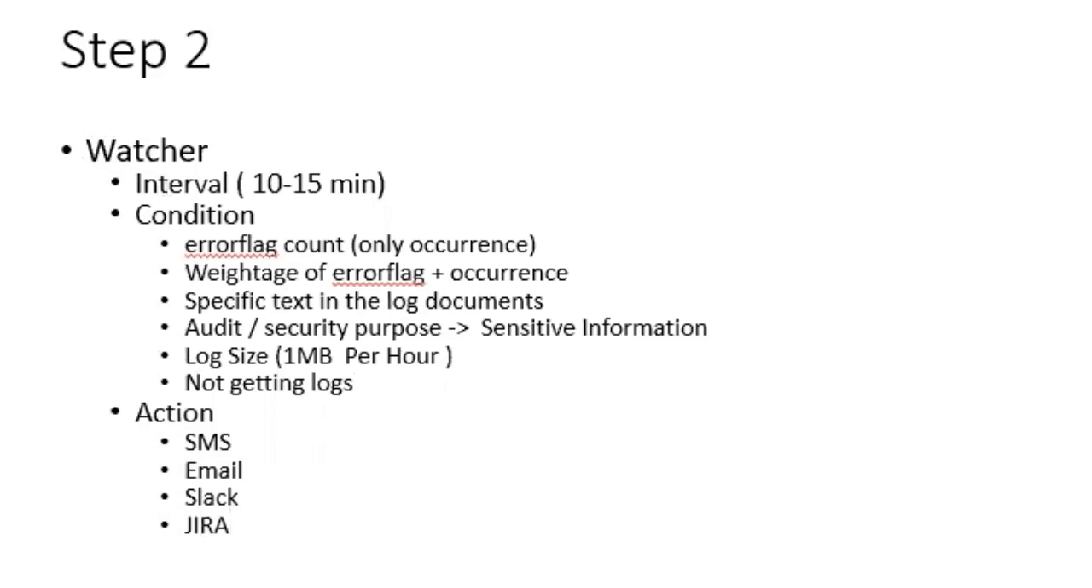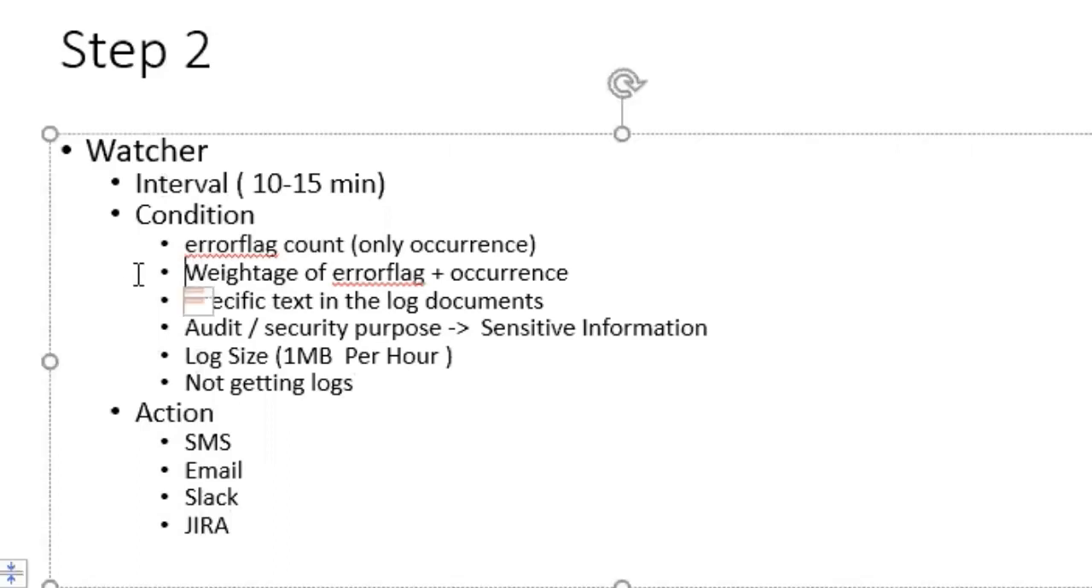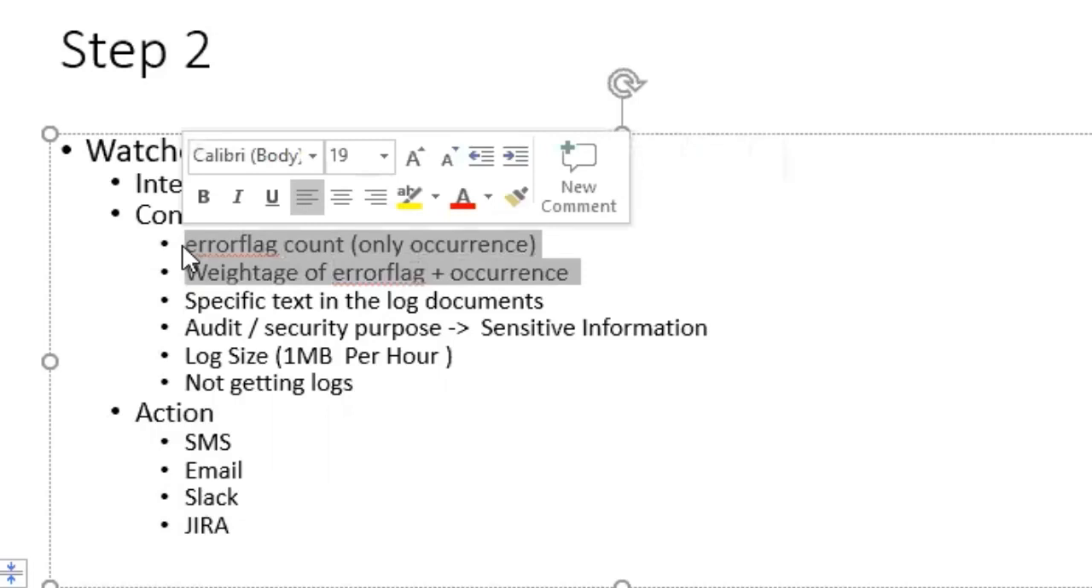By using step 1 and step 2, we can easily create a watcher in Kibana. That is very easy. You don't need to create an advanced watcher; you can use the simplified one. Now you can mention the error flag count as this much, or the weightage. You can use either of these, and you don't require any other advanced configuration.